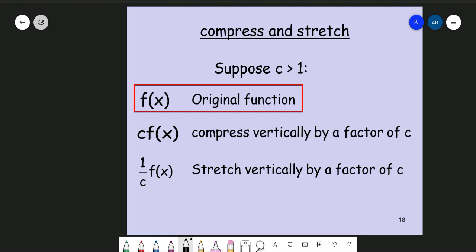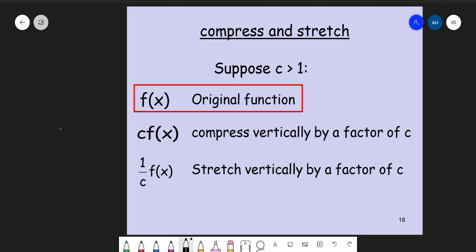Now the next type of transformation of function is what we call compressing and stretching. The graph can also be compressed. The graph also can be stretched. Right. Now suppose that c is greater than 1. I hope you notice that previously for other transformations we had to consider c greater than 0. But for compressing and stretching, the value of c must be greater than 1.